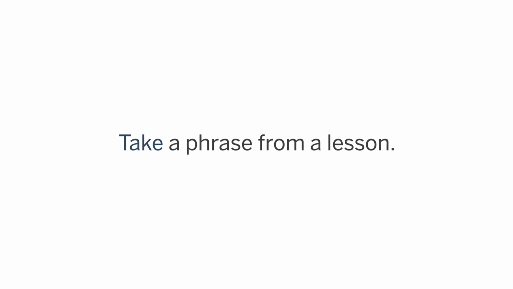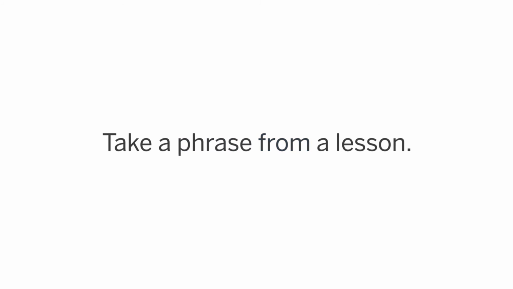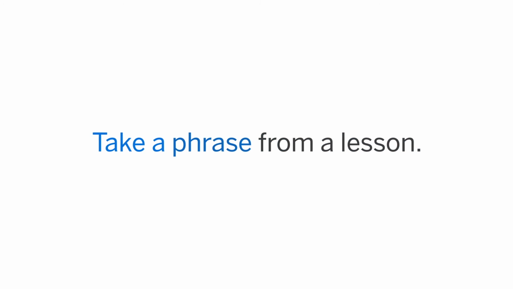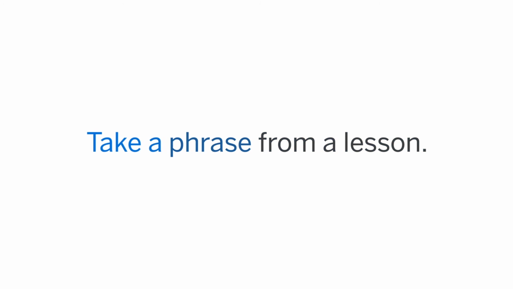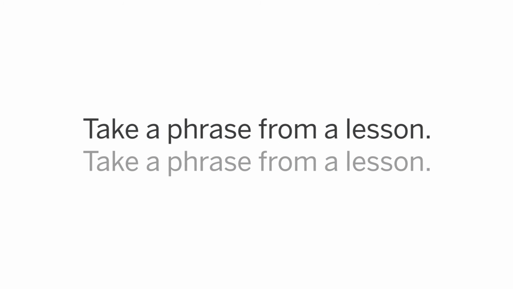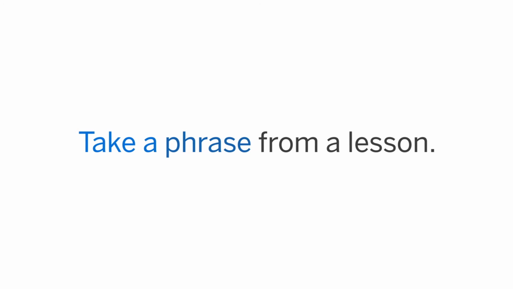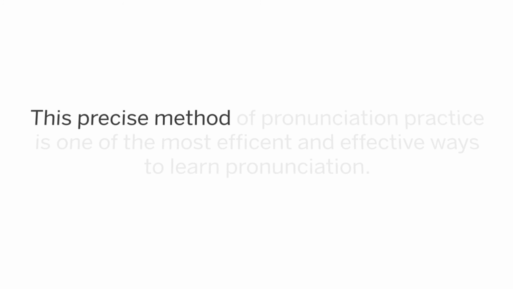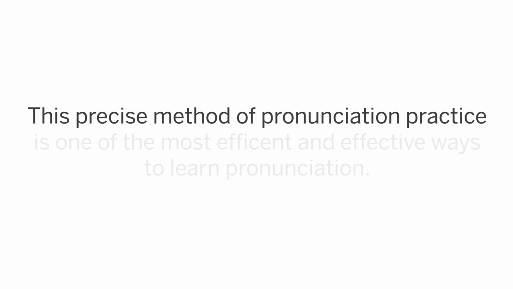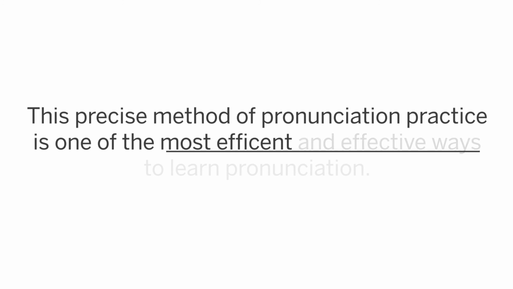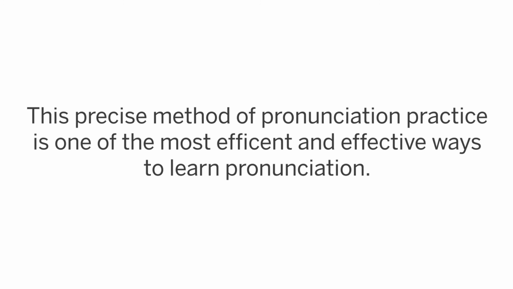Take a phrase from a lesson and start by practicing the individual words, playing the audio back at a slower speed and then again at a regular speed. After comparing your speech to the audio, combine the words to make complete phrases, imitating the intonation of the native speakers. This precise method of pronunciation practice is one of the most efficient and effective ways to learn pronunciation.